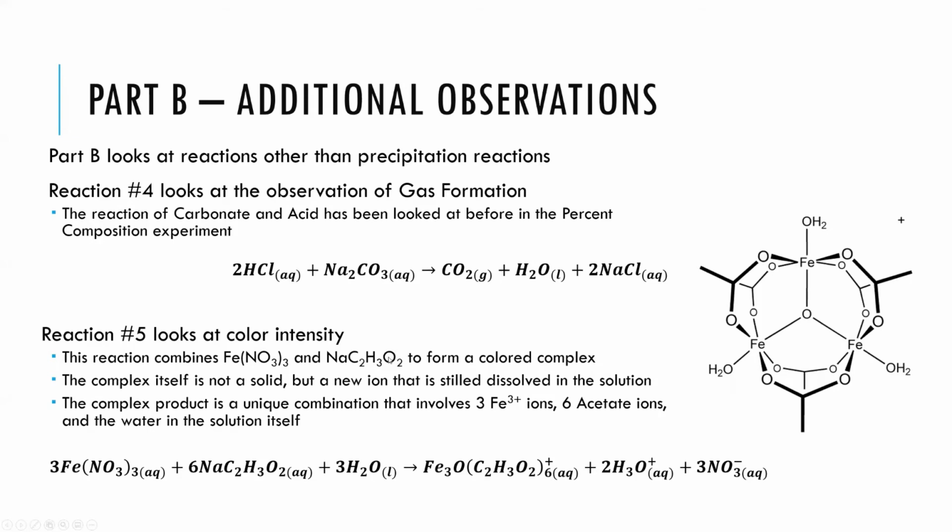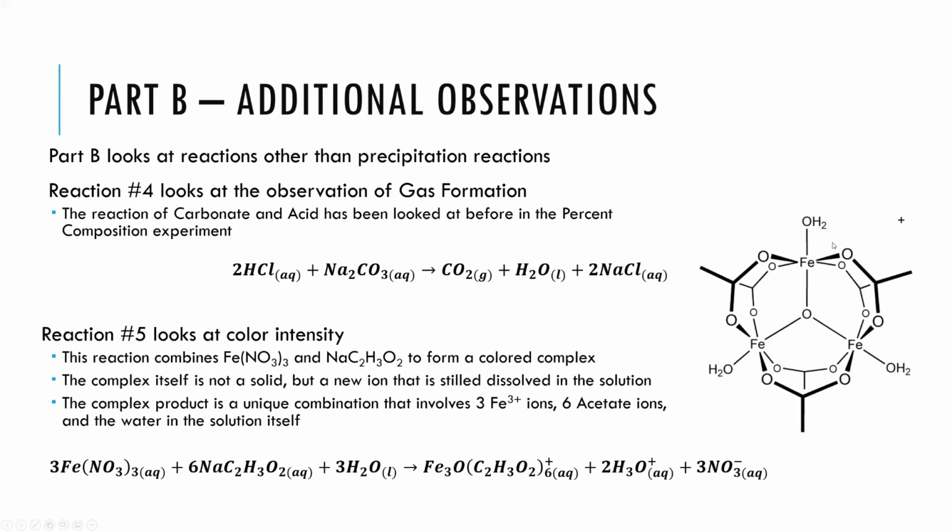But when they're mixed together, it forms a darker orange material and a darker orange solution. It's a very unique complex because the iron forms a ring with 3 of these irons and 6 of the acetate molecules. Those acetate ions are all surrounding this iron, along with some water molecules that can coordinate and kind of hook on to these 3 irons.